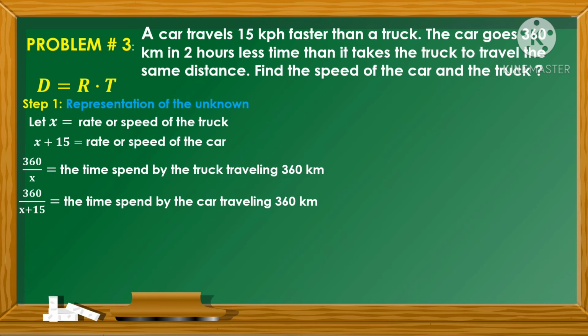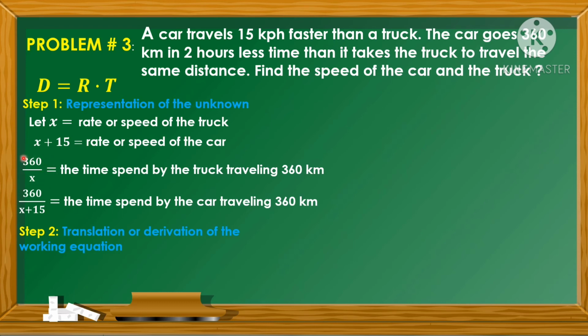Kasi para makuha yung time, yung distance i-divide mo lang sa rate. Ayan. So ito ngayon ang magiging basis natin sa paggawa ng equation. Now, sabi dito sa pangalawang sentence, mabilis kasi si car. So mas less ng 2 hours yung kanyang na-spend para matravel niya yung 360 kilometers. So, ibig sabihin, yung difference ng time nila ay 2. Kaya ito ang gagamitin natin para makagawa tayo ng equation.